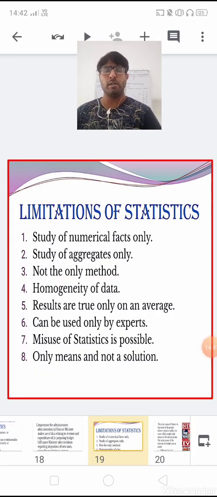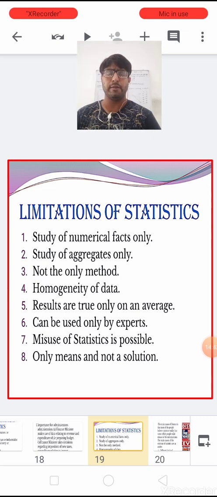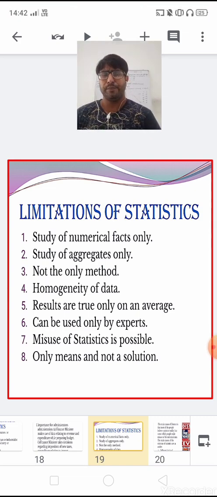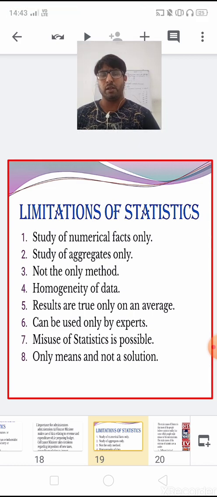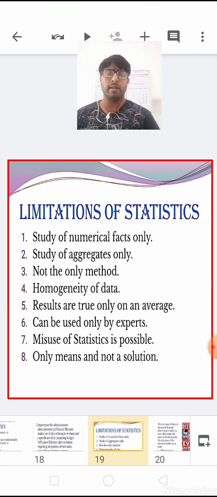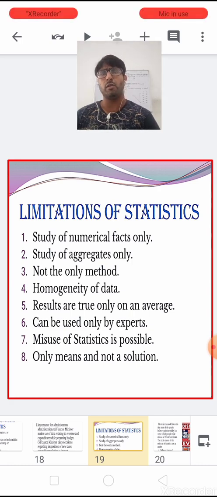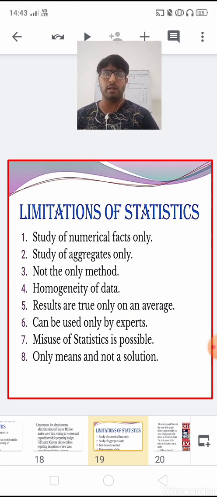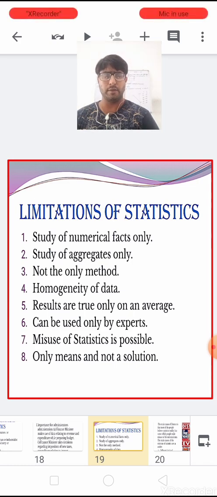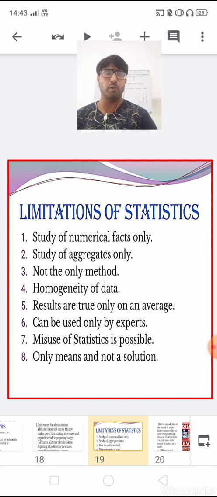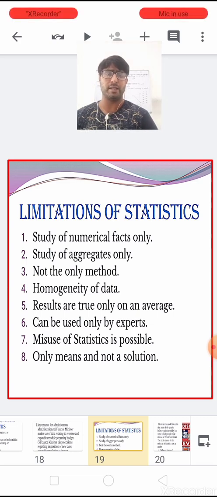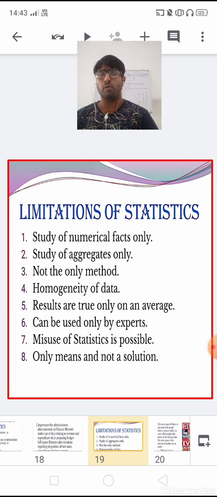So now let us learn about the limitations of statistics. Our first limitation is the study of numerical facts only. Children, statistics can be applied in studying only problems which are stated and expressed quantitatively. Qualitative characteristics such as honesty, purity, welfare, beauty, health, etc. cannot be directly measured quantitatively.